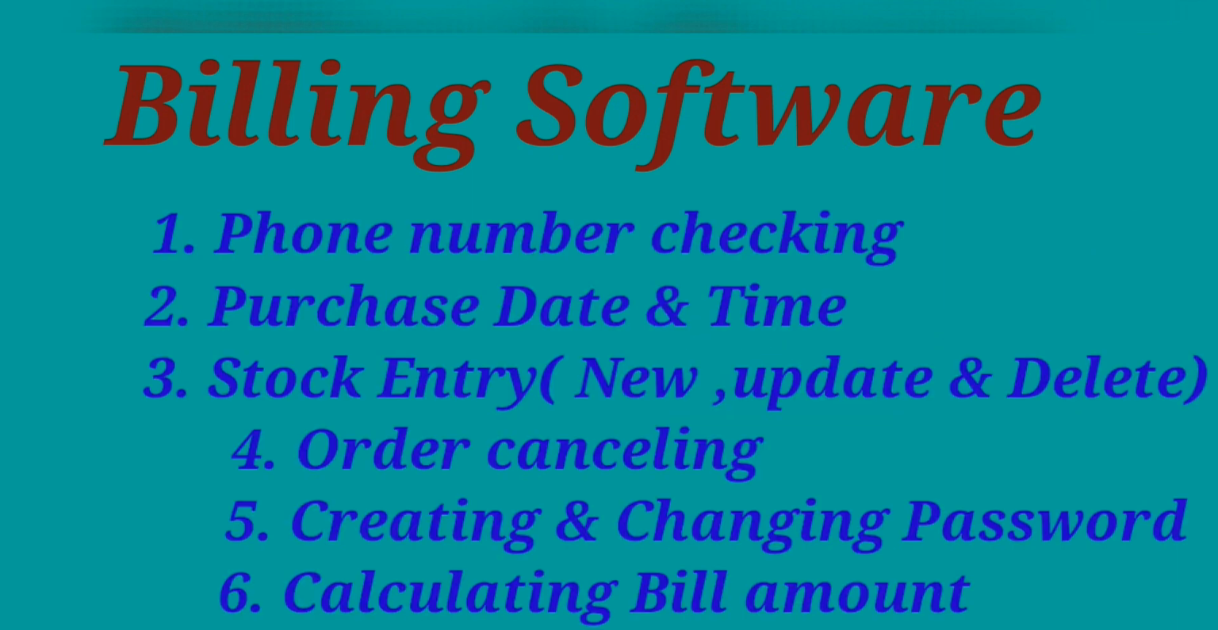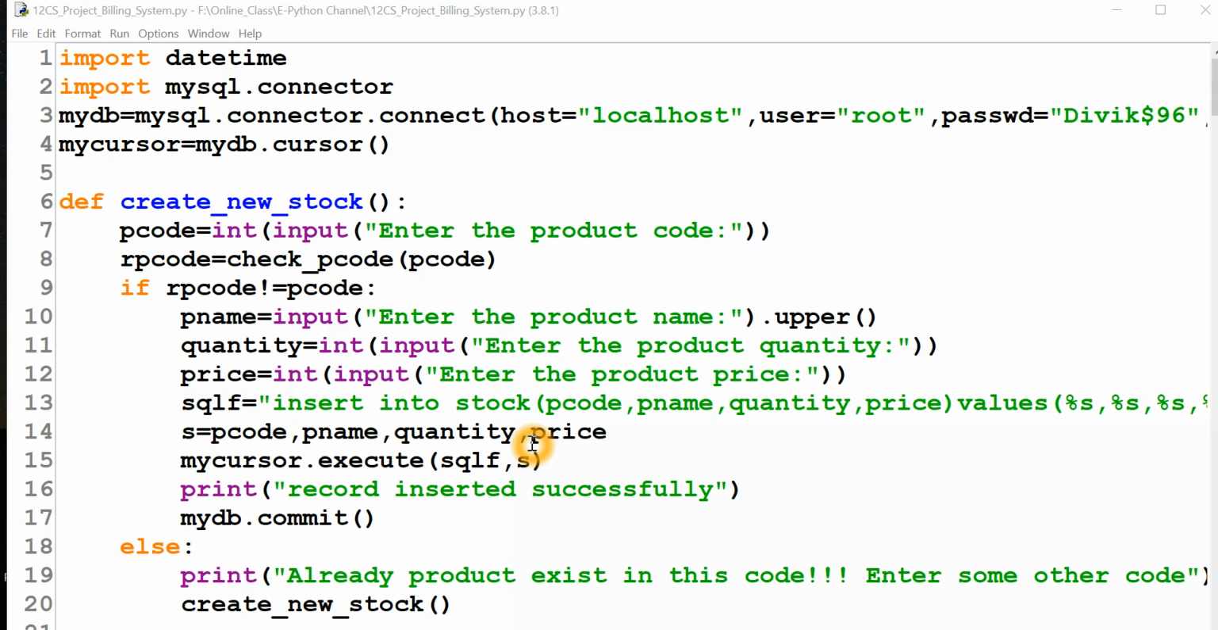In billing software, I want to check the following things. I want to check the phone number of the customer, and the purchase date and time. I want to create stock entries for new items, update them, and sometimes delete them. Sometimes I want to cancel the ordering, and create and change the password for admin. Finally, I want to calculate the bill amount. Let's see the billing software for the supermarket.